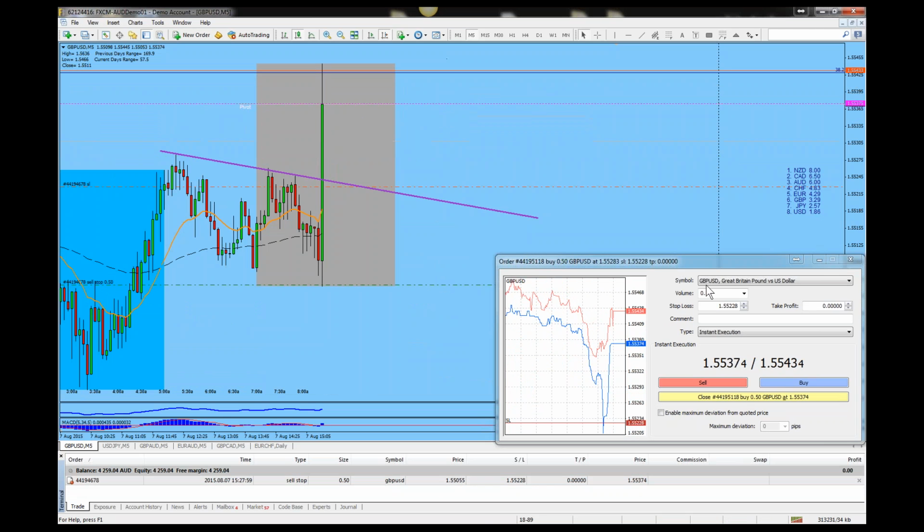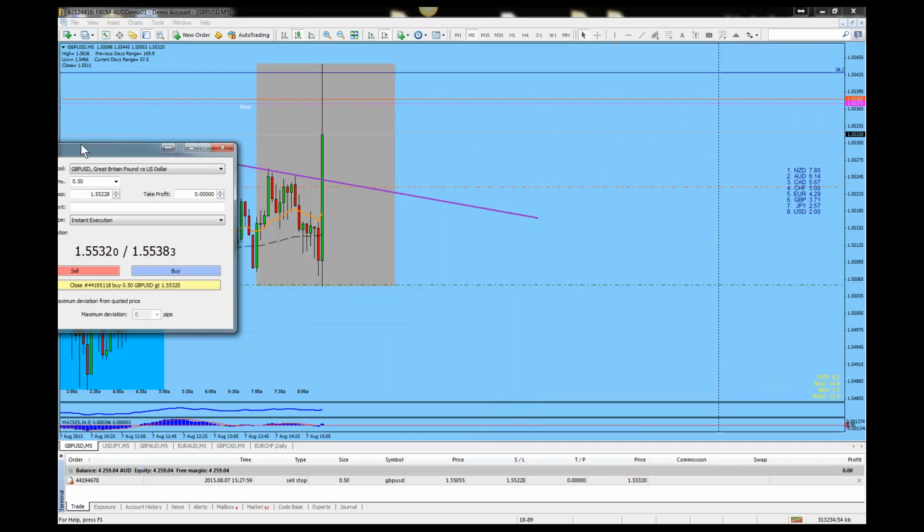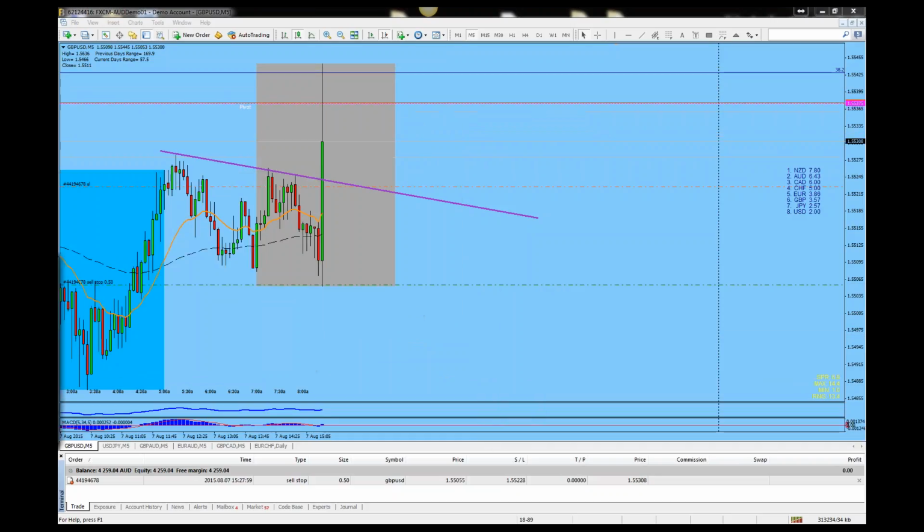Let's open this up. Oh, what the hell happened here? What the hell happened here? Where did my order go? Spread is 7, but I didn't have a stop in, and we didn't tag the bottom yet.